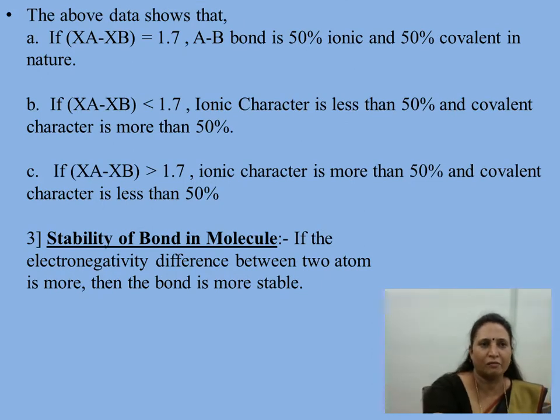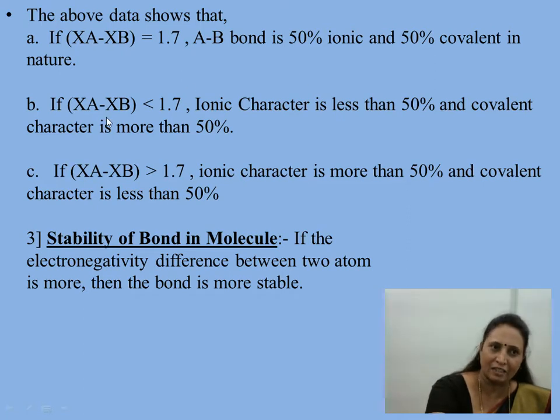From the above data, we can say that if XA-XB, now again I repeat, here X is nothing but the electronegativity of atom A and the electronegativity of atom B, is equal to 1.7, and 1.7 is the value given by Pauling, then the electronegativity difference of A and B is equal to 1.7, and that A-B bond is 50% ionic and 50% covalent in nature.